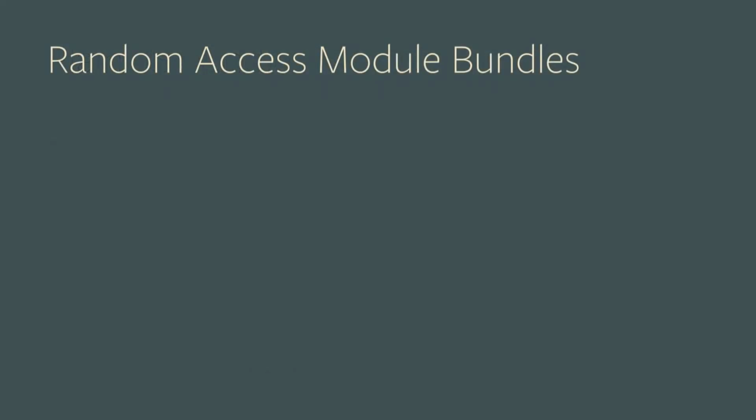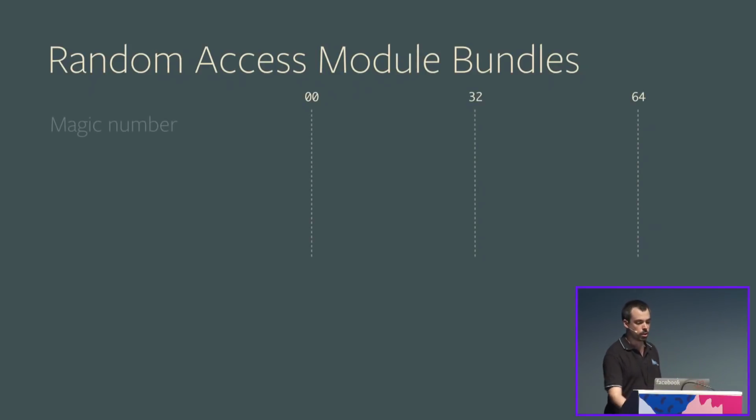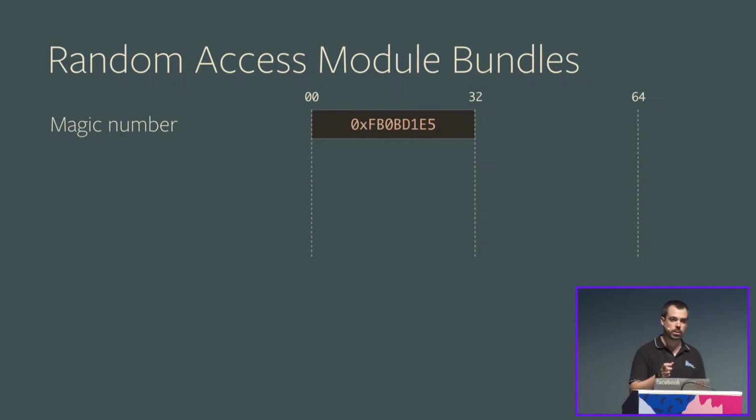Now, there is a second format which is called random access module bundles. And this is not a text file, but a binary file. This file is composed of 3 sections. The first one is a magic number. This magic number will help us identify when we try loading it that we're not loading a text file, so plain JavaScript bundle, but a RAM bundle. It stands for FB0 bundles or something like that, the code.